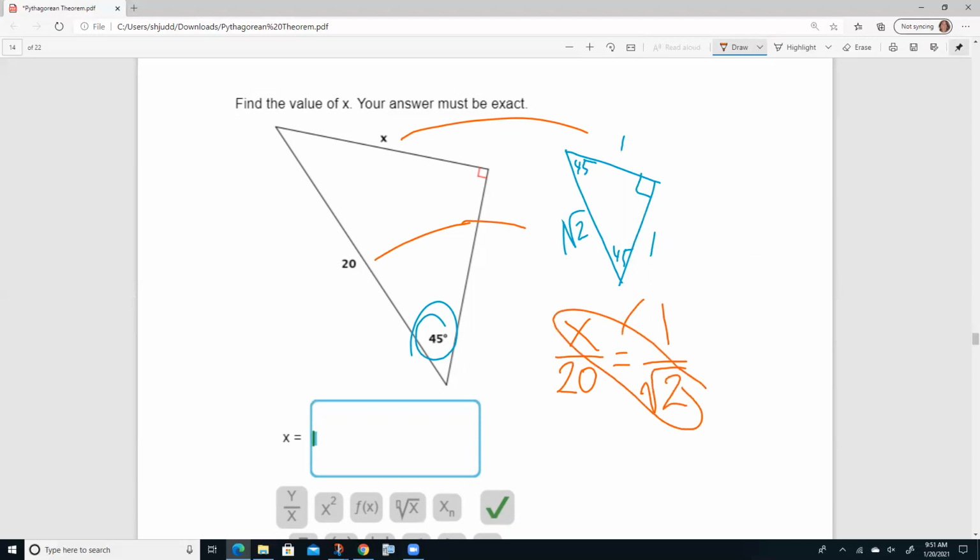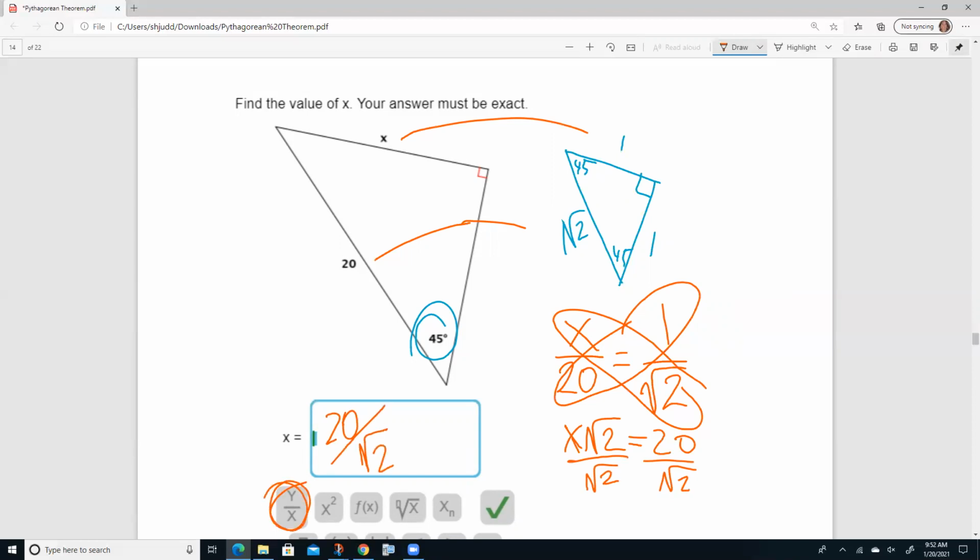Cross multiply. x times the square root of 2 equals 20. Divided by the square root of 2, divided by the square root of 2. And x is equal to 20 divided by the square root of 2. Remember, you can enter that as a fraction by clicking that button.